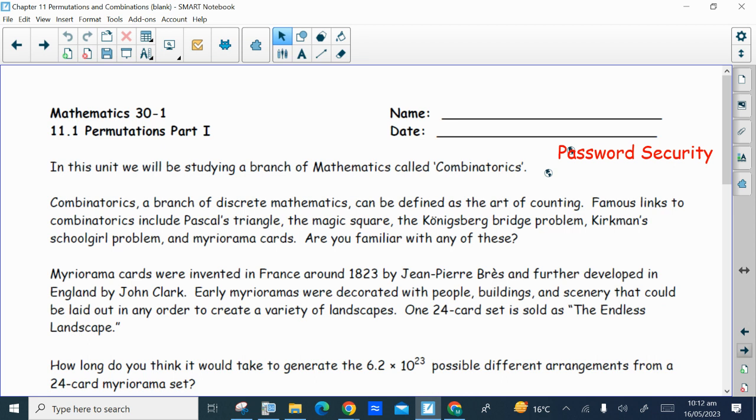So we're looking at a branch of mathematics called combinatorics. It's a branch of discrete mathematics. It can be defined as the art of counting. Famous links to combinatorics include Pascal's triangle, which we're going to talk about, something called the magic square, Koenigsberg bridge problem, Kirkman's schoolgirl problem, and Mirorama cards.